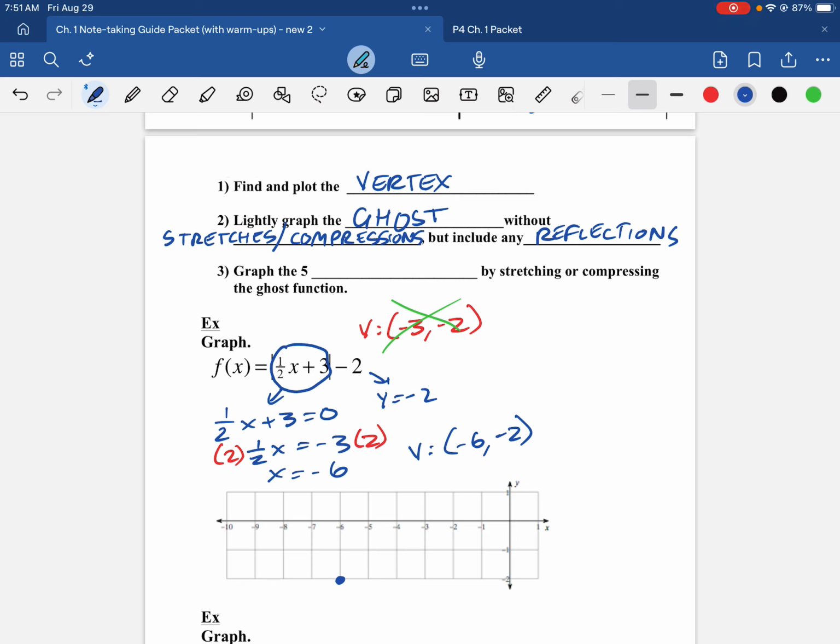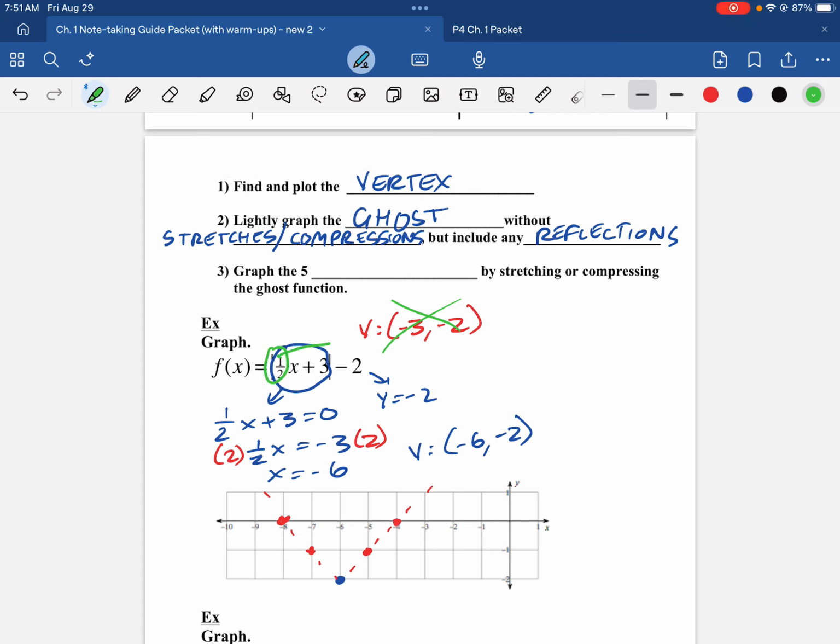So here are my ghost points, and I'll do my ghost in red. If I go up one, to the right one, up one, to the right one, same to the left, I'll do this lightly, and I'll do a dashed line. That's what I'm going to call my ghost curve, or my ghost V. So that's with no stretch or compression. But now we are going to do a stretch or compression. So now I'm going to have to start analyzing the 1/2.